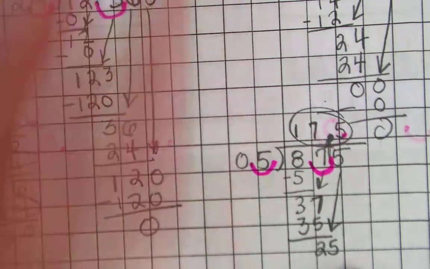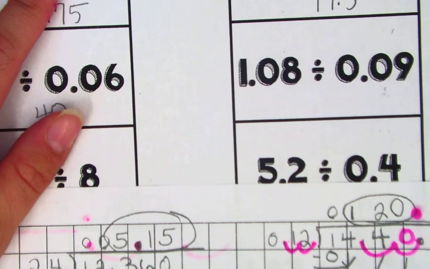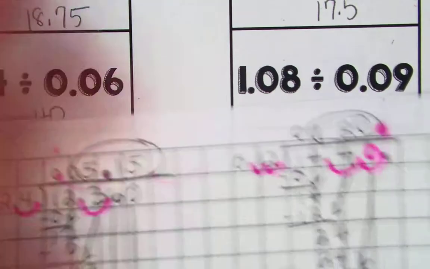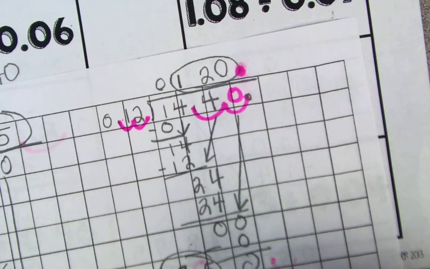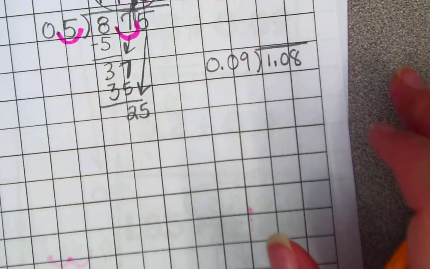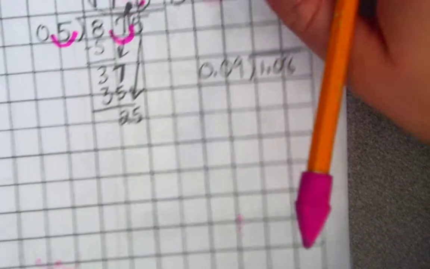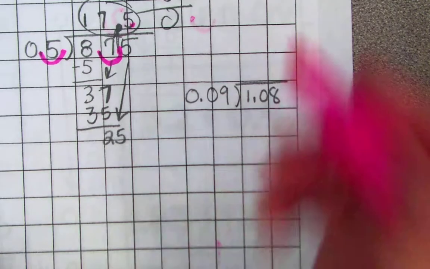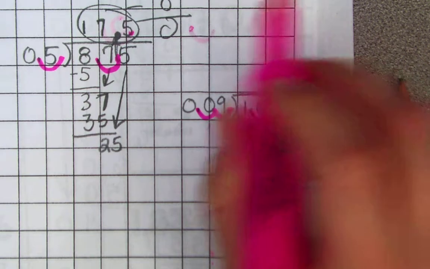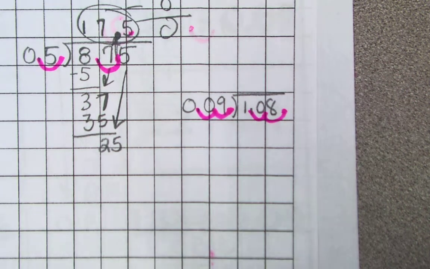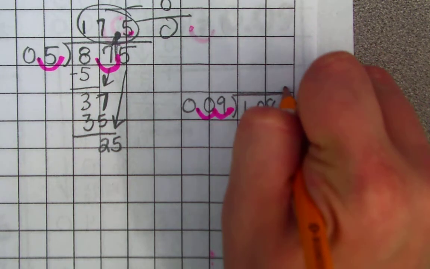The next one, 0.09 divided by 1.8. 0.09 divided by 1.8. When I put it on my paper, I need to move my decimal 1, 2 to make it a whole number. And if I do it to one side, I got to do it to the other. 2 places. Okay? So my decimal is now right here.